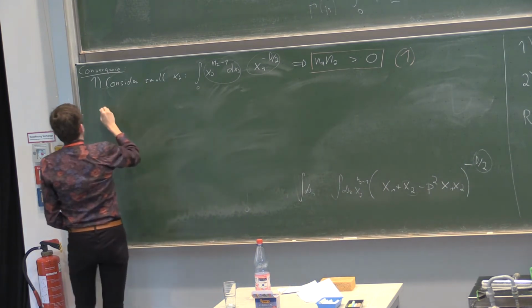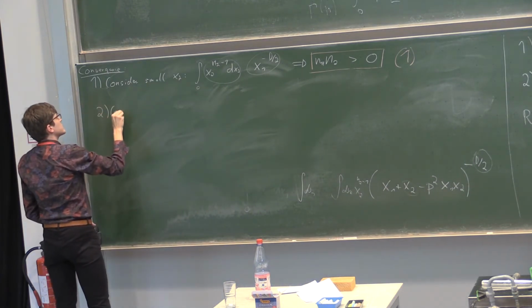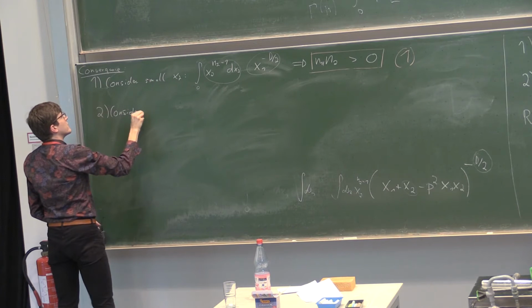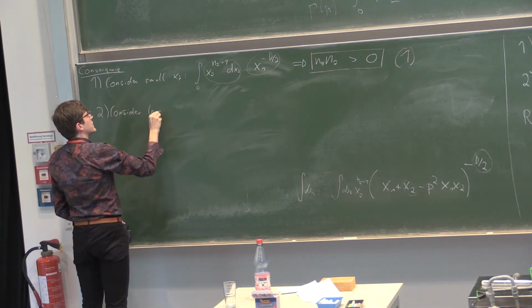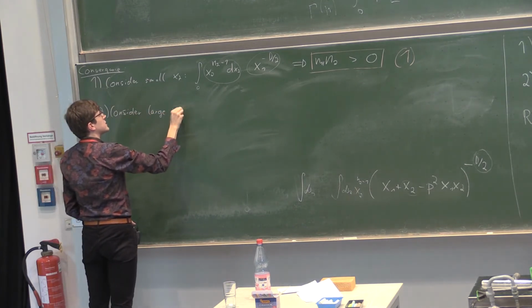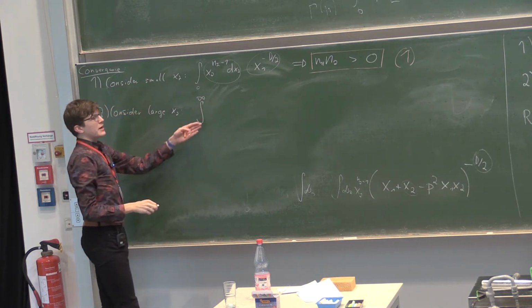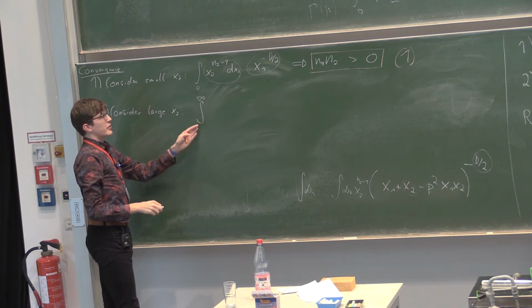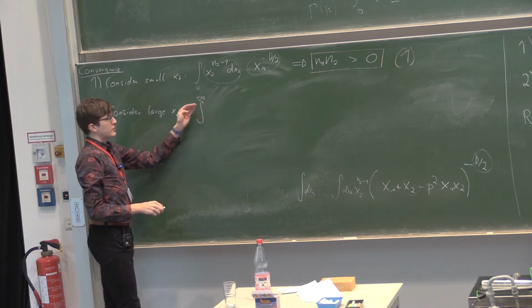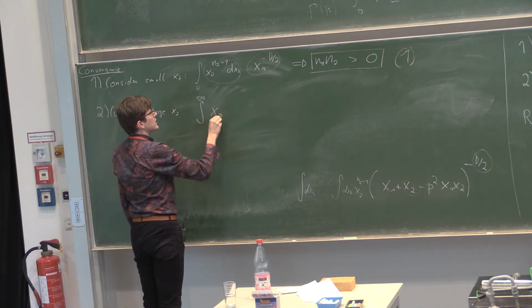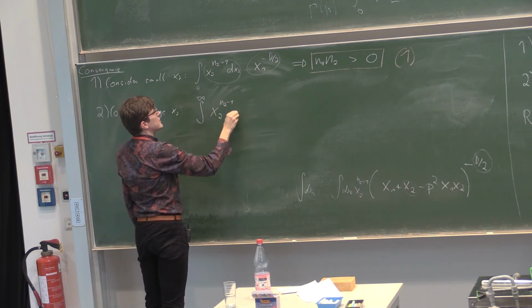Then you can do a similar analysis at the upper boundary for the x2 integration. So what happens there? I don't really care to integrate from 0, just from somewhere very large to infinity. I want to study what happens at infinity. Well, of course, we still have the x2 to the n2 minus 1 dx2.